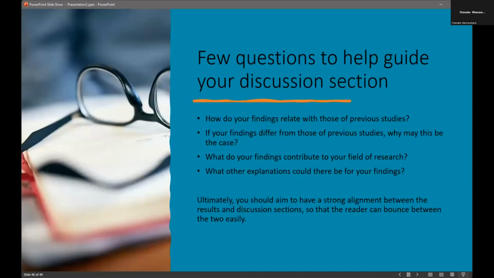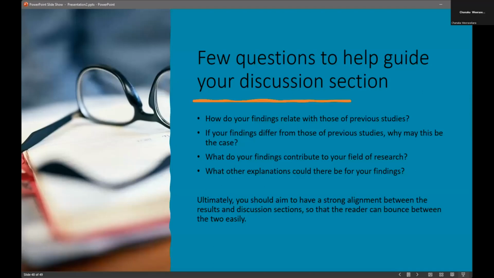We can go. Here I have mentioned a few questions that will help you to guide your discussion section. First things that you should ask yourself when you are doing your discussion chapter. Probably you would be better off if you ask these questions yourself. First one, how do your findings relate to those of previous studies? When you are answering that question, that means you are writing a discussion chapter or discussion section.